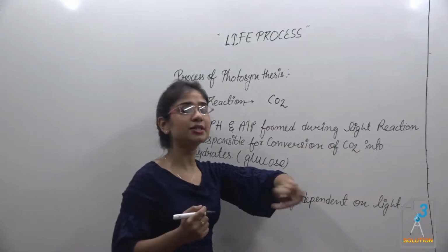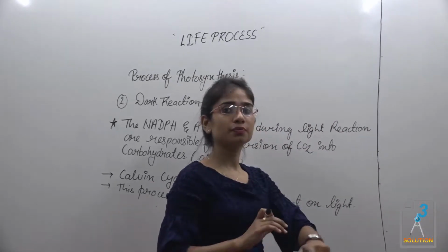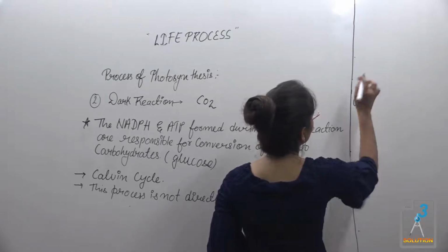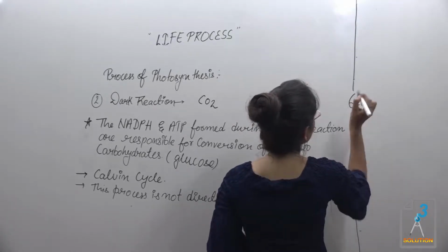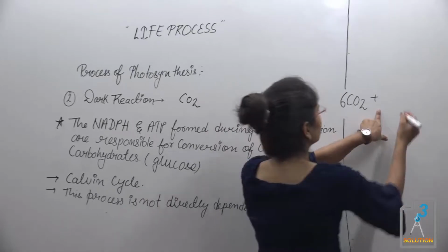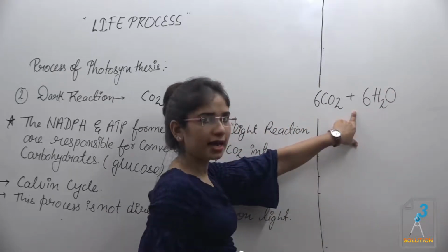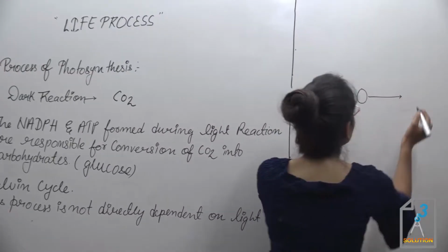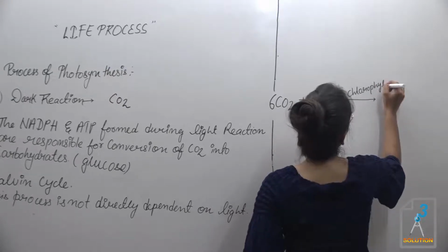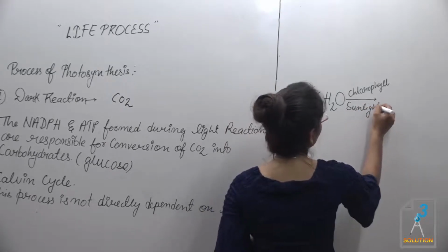Let's discuss the complete equation of photosynthesis. First of all, we are going to use what? Carbon dioxide, CO2. 6 molecules of CO2 we are going to use, plus 6H2O. Yes, in presence of chlorophyll, and by using sunlight, we will gain what?